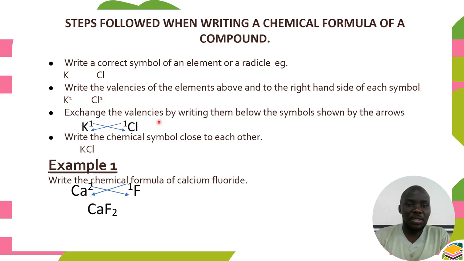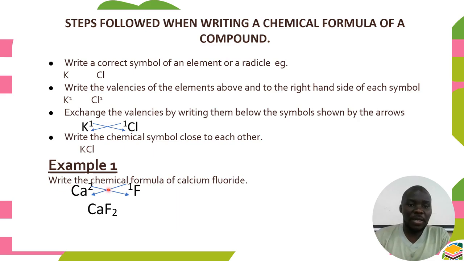Then we exchange their valences by swapping. That's why here we have an arrow showing that this one comes here as a subscript and this one comes here as a subscript. From there, we write the combined chemical symbols to form a compound.